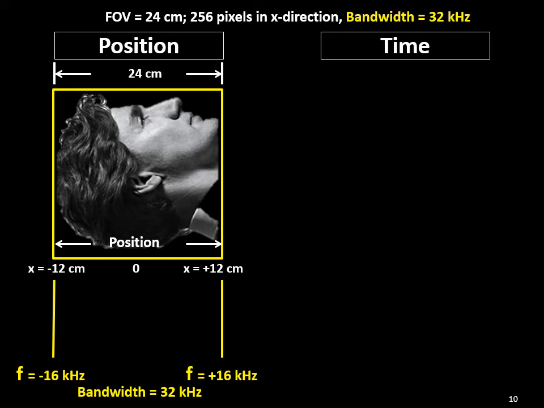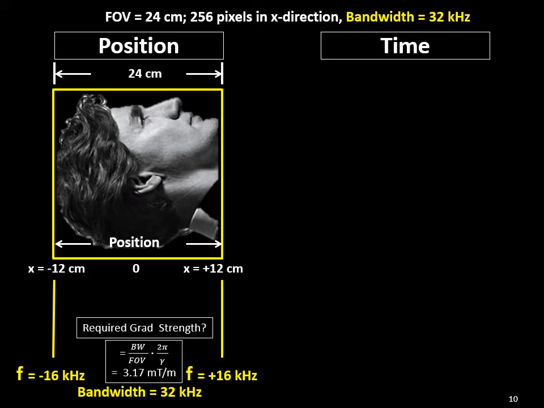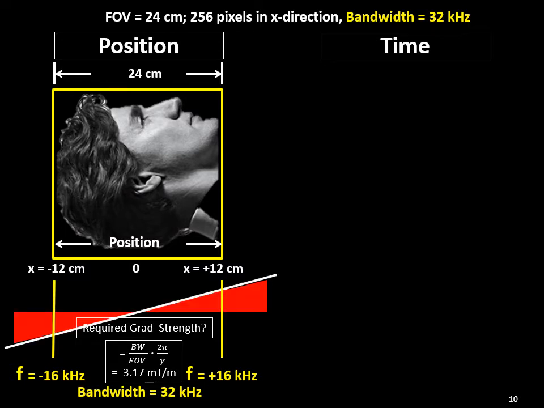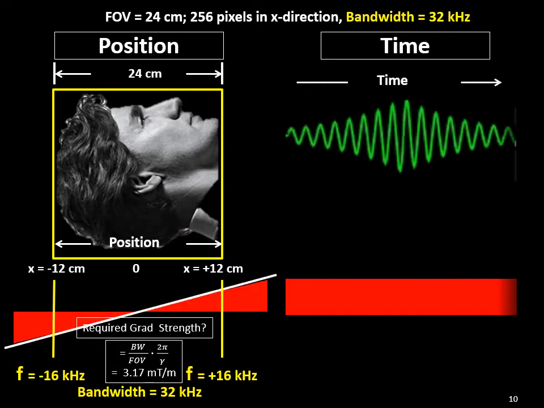So what gradient do we have to apply to achieve that difference in frequencies across the image? Well, the gradient strength is calculated by the formula of bandwidth divided by field of view multiplied times a constant. That formula will be developed in a subsequent slide, but suffice it to take that as a given for the present moment, and that comes out to 3.17 millitesla per meter. So we apply the gradient at that strength, and then while that gradient is being applied, we get a signal back on the receiver coil for a certain duration.